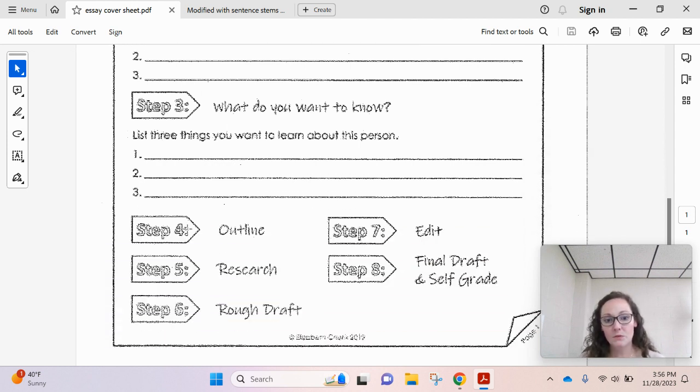At the bottom, steps 4, 5, 6, 7, and 8. You are not writing anything at the bottom here, but it is referring to the rest of your packet. So you're going to look at your outline, you're going to complete your research, write a rough draft, and edit that rough draft, which means any mistakes or things that you forgot to add, you will go back and do those things. And then the very last step is a final draft, and you are going to score yourself based on the rubric at the end of this packet.